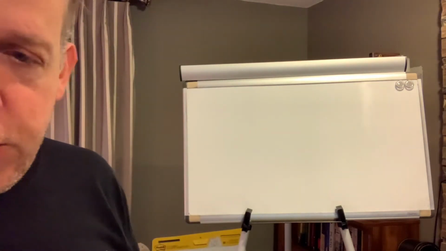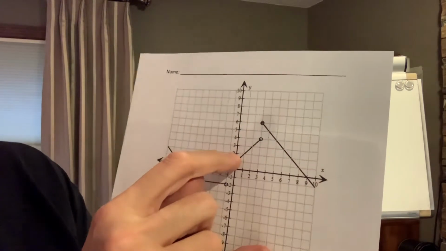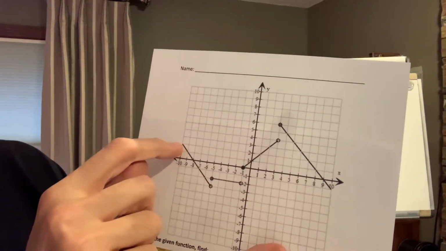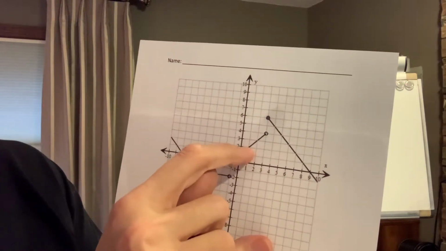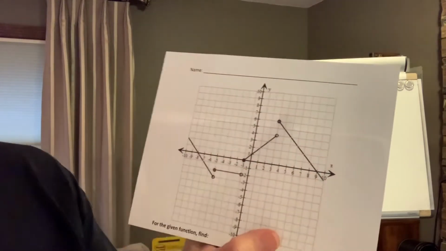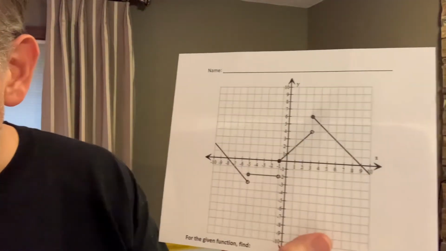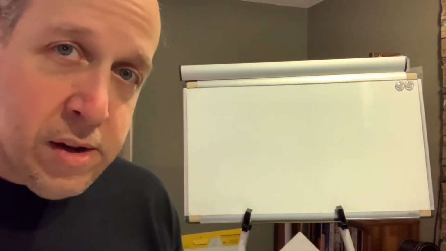F of x equals 2. Well, again, let's look to see the level of 2 on the y-axis. The first place is right there when x is -10. Then there's another one right here when x is 1. And the last one's right here when x is 7. So there's 3 answers. F of x equals 2 at x equals -10, 1, and 7.